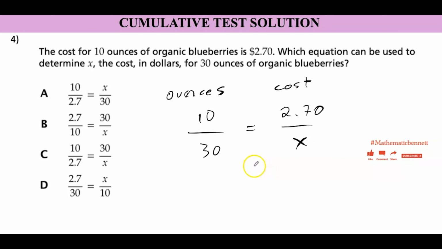So which one of these actually looks like this? We have 10 being multiplied by 30, which is not so. It should be 10 times x, so A can't be the answer. This one is 10 times 30 again, so that cannot be the answer. We have 10 times x and 30 and 2.7, so this looks like the answer. This one cannot be the answer either because it's not 10 times x or 30 times 2.7. So the answer is C.